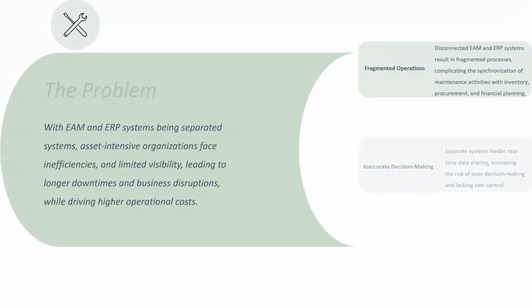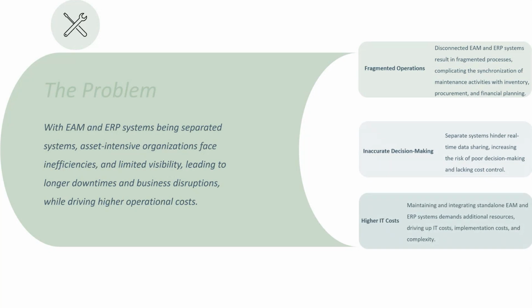The problem that we currently see in the market, and why our solution is seamlessly integrated with Business Central, is that with EAM and ERP systems being separate systems, asset-intensive organizations face inefficiencies and limited visibility, leading to longer downtimes and business disruptions while driving higher operational costs. This leads to fragmented operations, inaccurate decision-making, as well as higher IT costs.